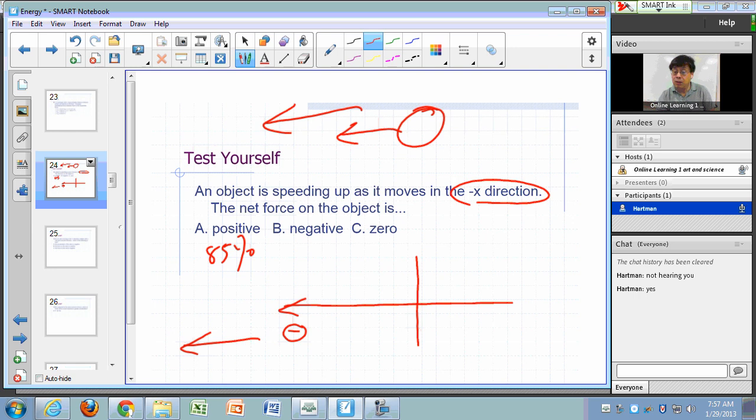Pushed to the left. So your acceleration is negative, and your force is also negative. You have to keep in mind that the force and the acceleration must be pointing in the same direction. If you're speeding up in the negative direction, that means you're being pushed or pulled in that same direction. So whatever the velocity is would be the same as the force. Okay, let's try another one.